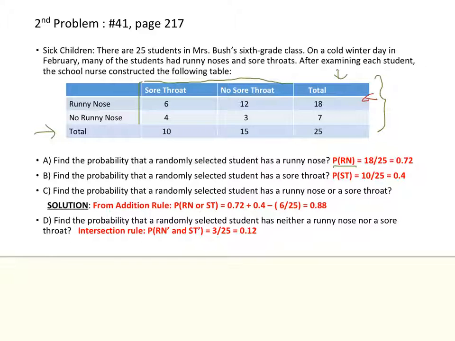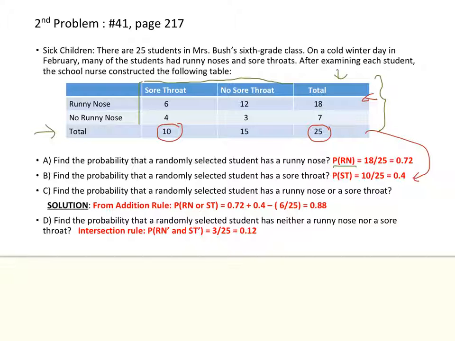Then it says find the probability that a randomly selected student has a sore throat. Well, we go down the column of sore throats. There's the total for sore throats, and we divide it by the total number of students, and we end up with 10 over 25, which is 0.4 or 40%.